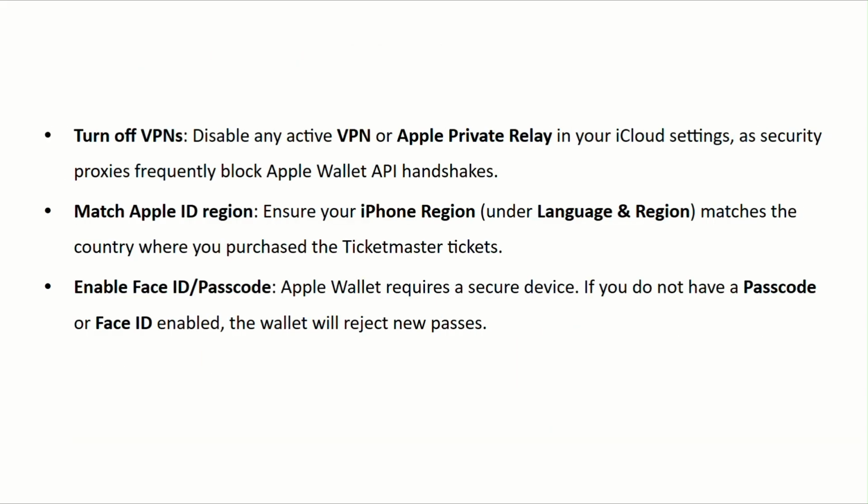Turn off VPNs. Disable any active VPN or Apple Private Relay in your iCloud settings, as security proxies frequently block Apple Wallet API handshakes. Match Apple ID region. Ensure your iPhone region under Language and Region matches the country where you purchased the Ticketmaster ticket.